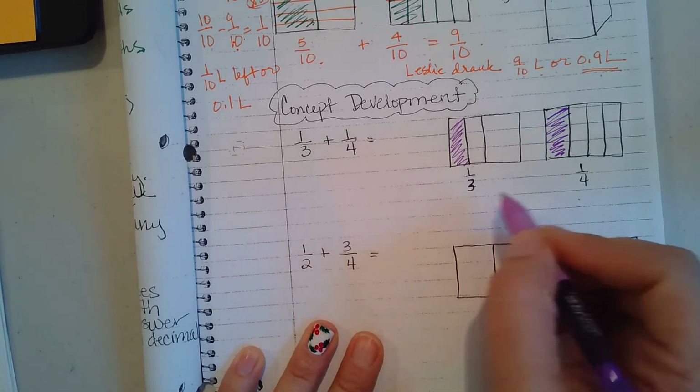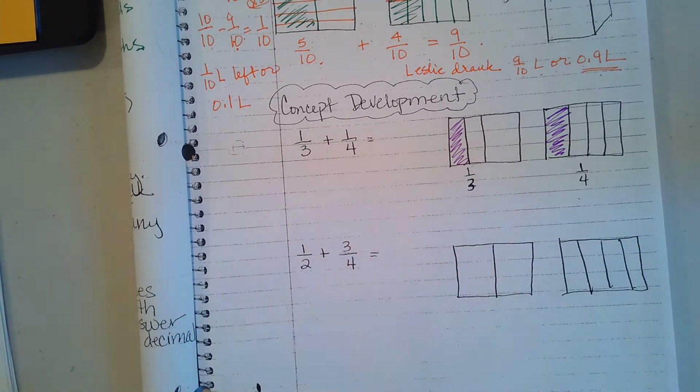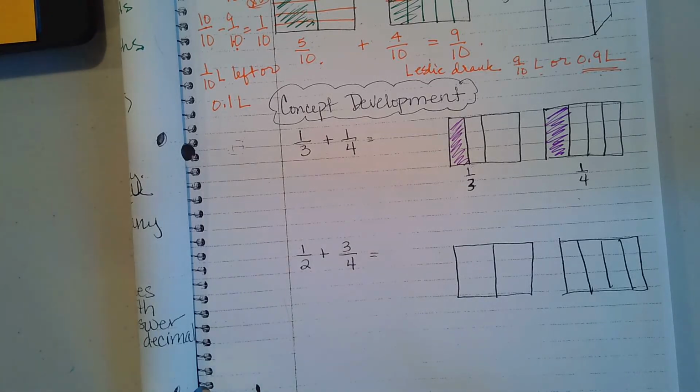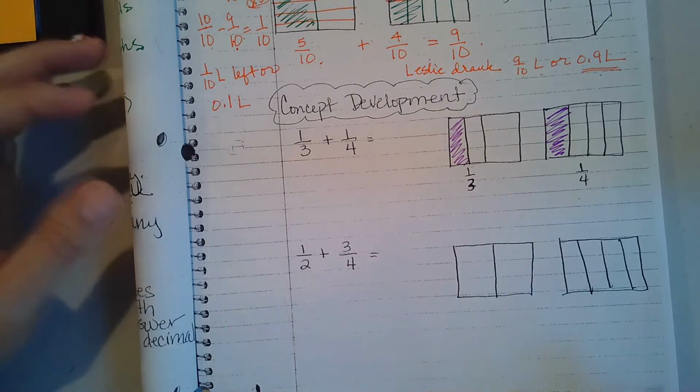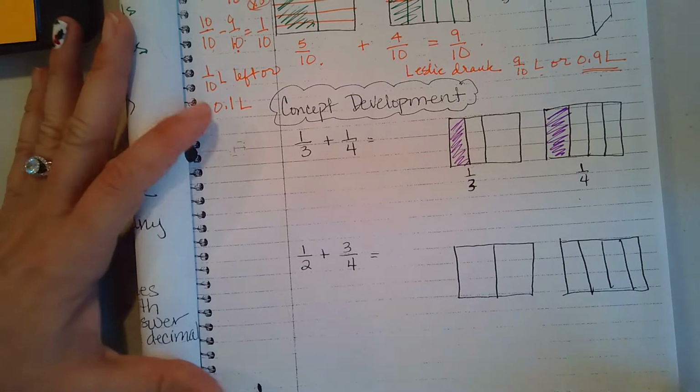Let's look at this right here. Now, we want to add these together, but if you can see, they are not on the same number line. They are not like units. So we have to do something to create like units.